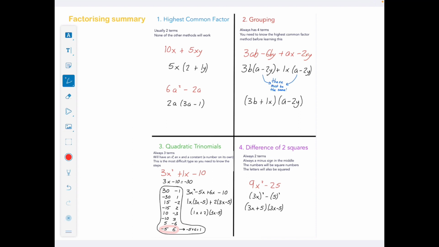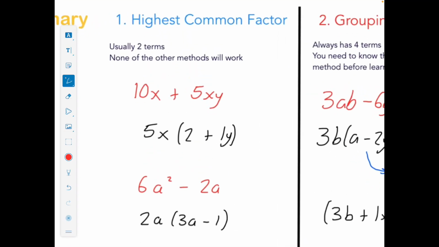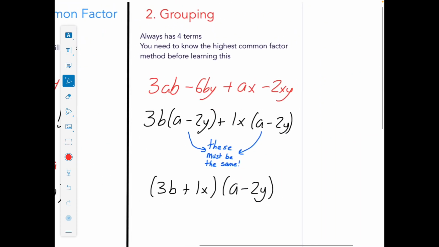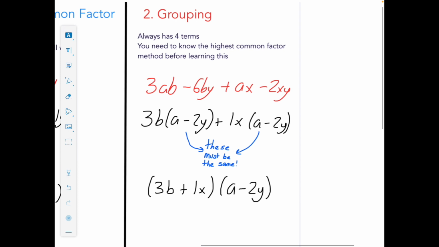Now, this is the summary sheet. Okay, I'd advise pausing here and maybe writing down the key bits from this. Okay, this is super important. If you can do all of these examples, you can do the whole section. Okay, so first, how do you recognize it? Okay, so highest common factor usually is 2 terms, and basically none of the other methods will work. Okay, so this is kind of your last resort.